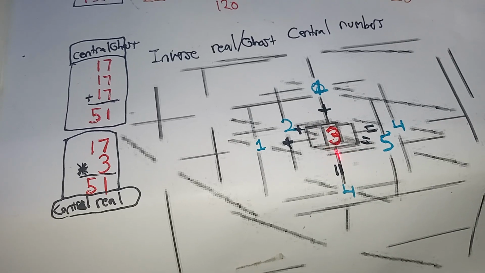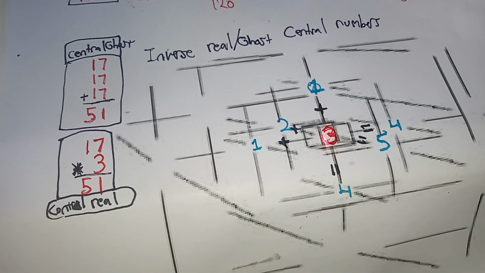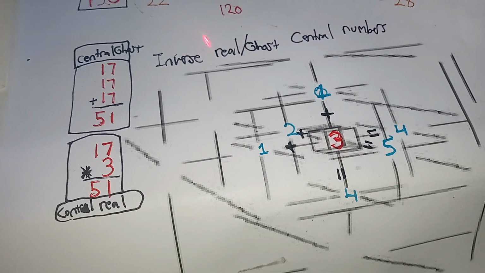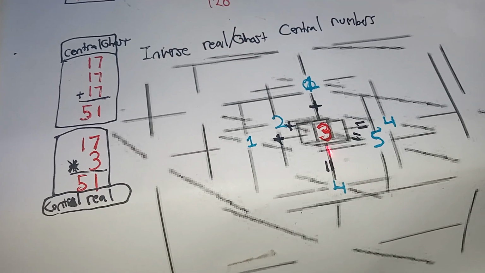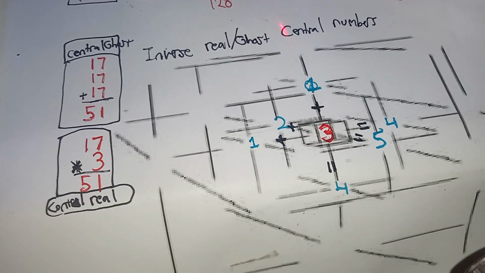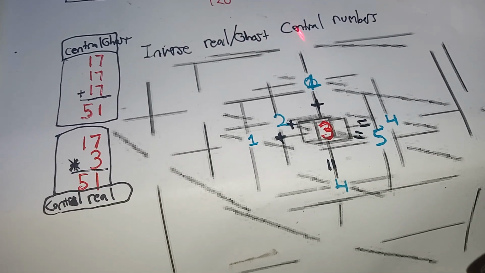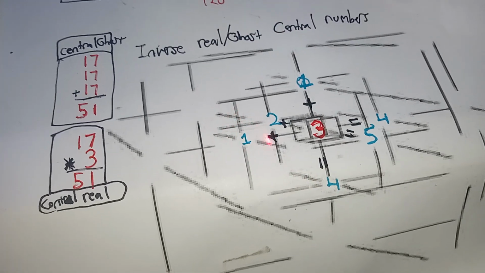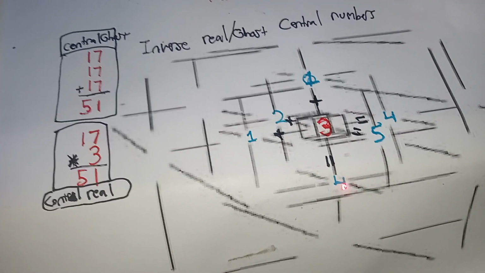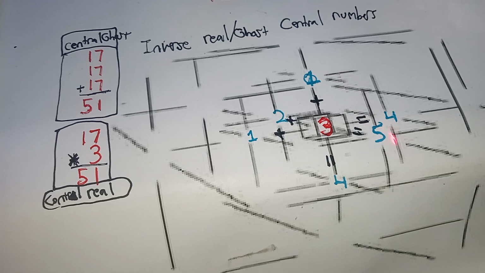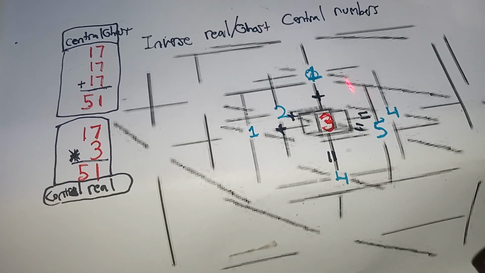These 3s. And as far as I know, you can only find inverse real numbers, which is what this is, in the central ghost number, which is what these are, primary numbers that would add up together to give the central ghost number in its place.